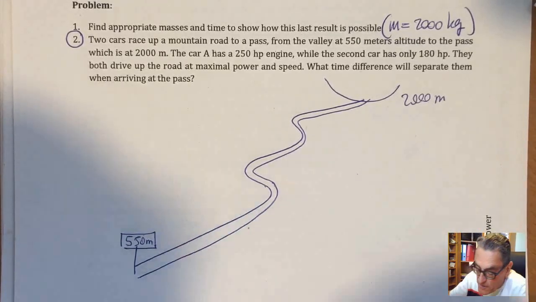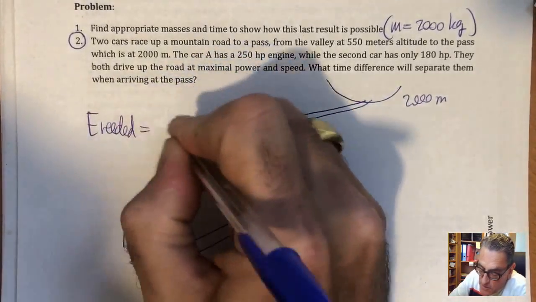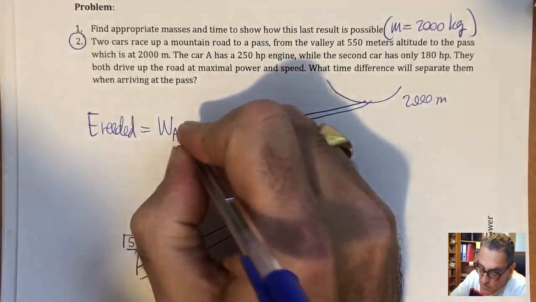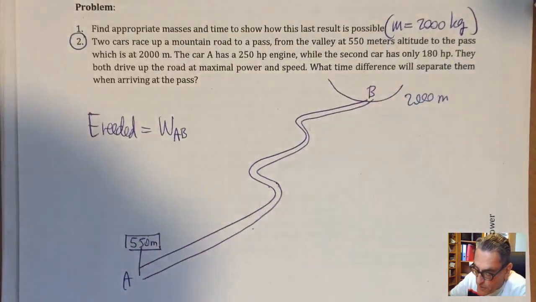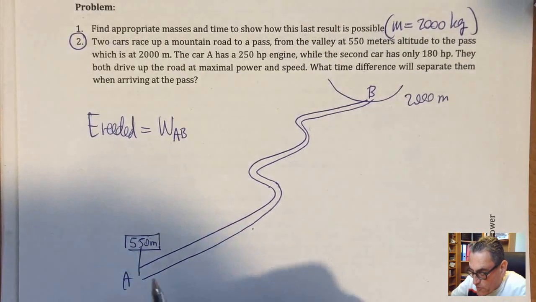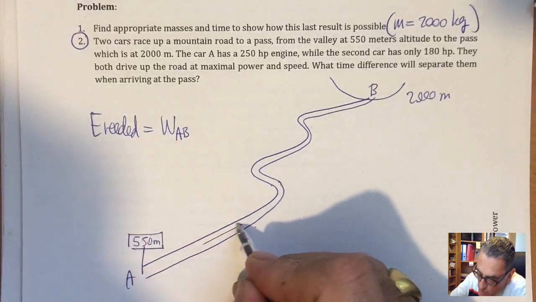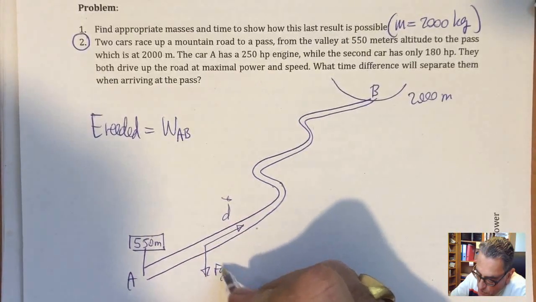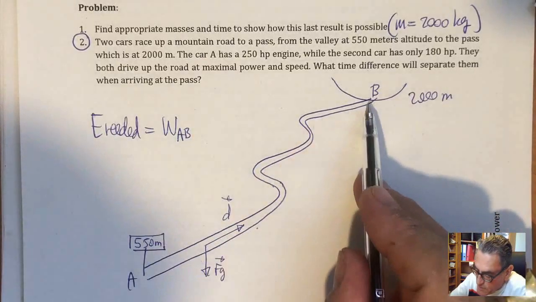Well, the energy needed is equal to the work that you need to do to raise the car from A to B. This is point A, this is point B, right? Now this work, how can you compute it? If you go along the road and try to determine the angle between the direction and the gravitational force, it's going to be very difficult. We don't have the info to do that.